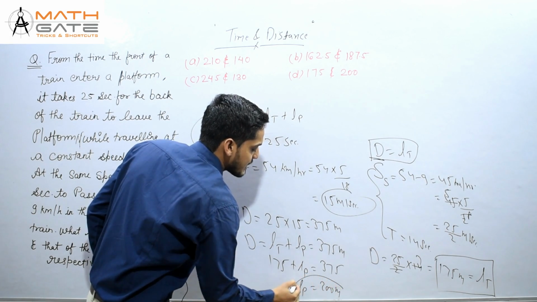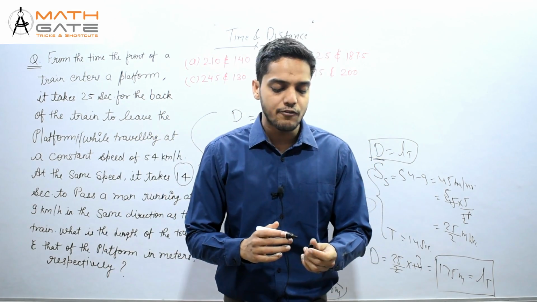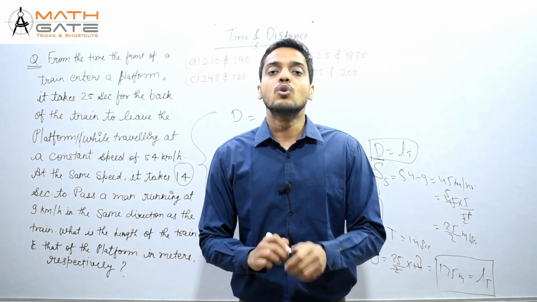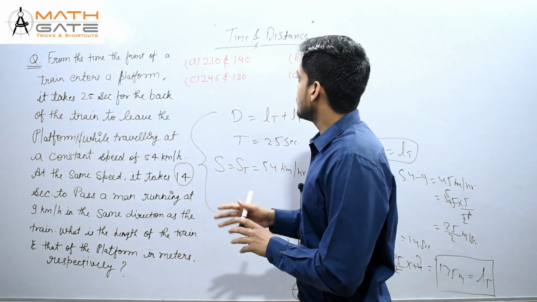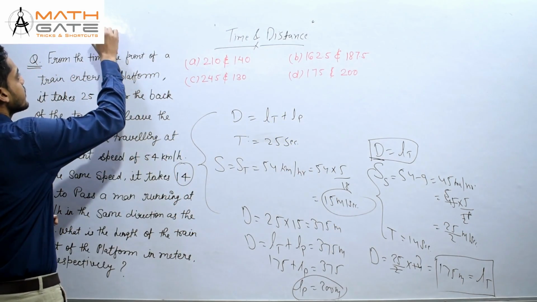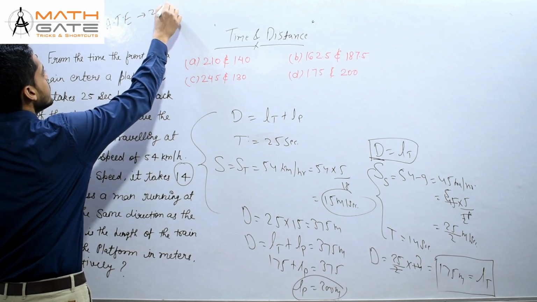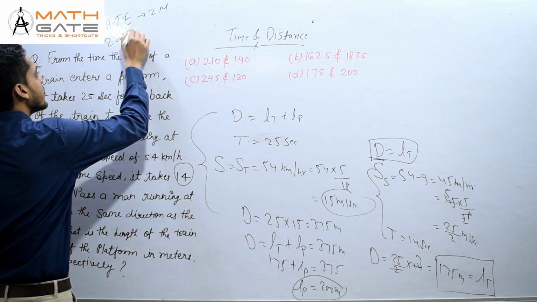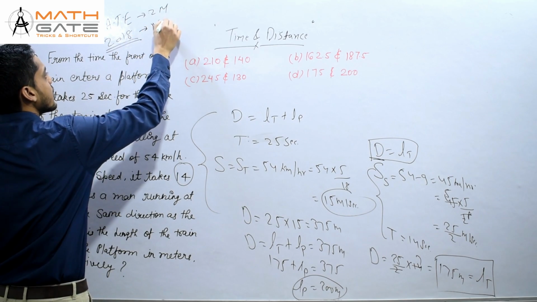So here we can clearly see we are applying only distance equal to speed into time formula, and we are able to do all the GATE questions based on the train topic. And this is a GATE question for 2 marks in the year of 2018, and the branch was mechanical engineering.